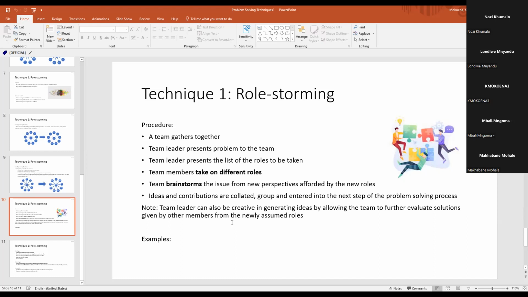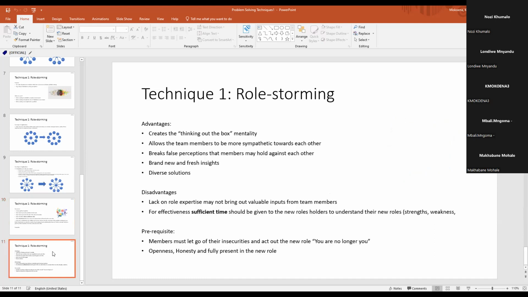And then the team leader can also be creative by saying, all right, you guys, before you go back to your own roles, you can now evaluate the ideas from different people within the new role that you are in before you go back to your original role. So that also creates some creativity, so that you judge, let's say, from the eyes of an accountant instead of a manager, or a secretary instead of a trainee, and so forth.